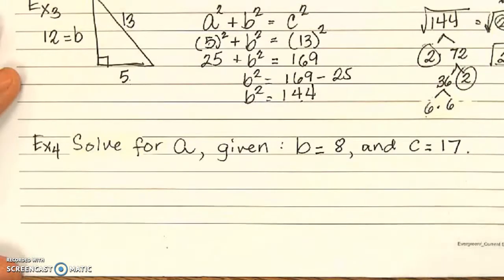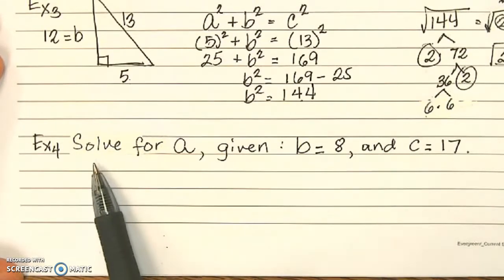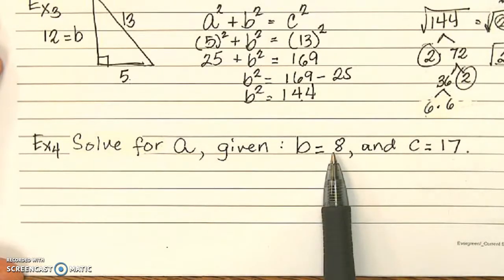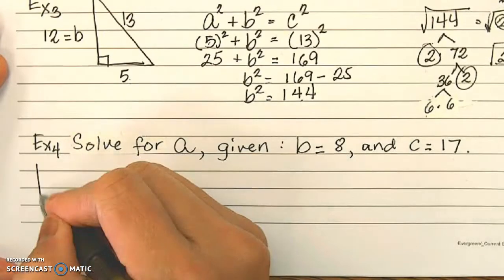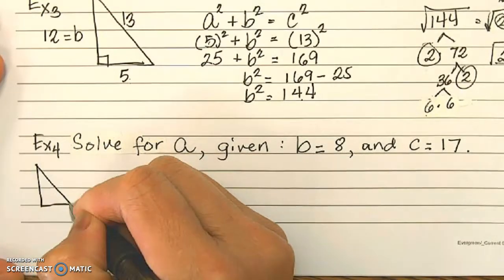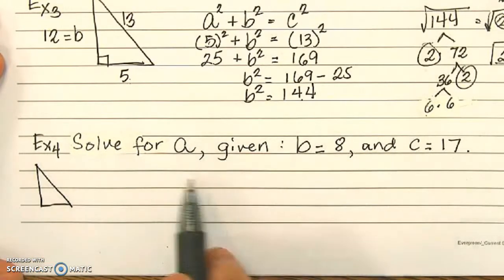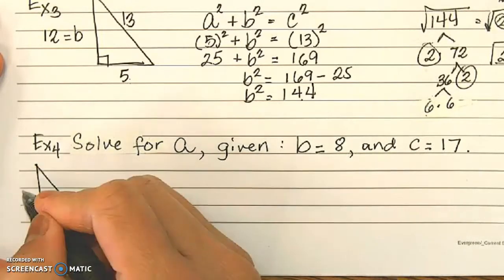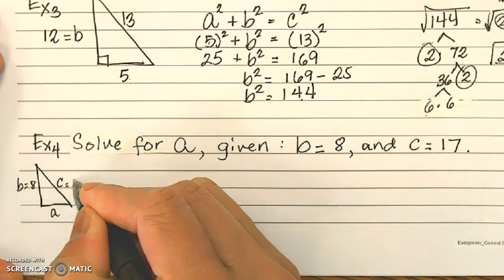Okay, so our final example is, what if there's no drawing, but it says that you need to solve for a, given that b is 8 and c is 17. Well, I would suggest that you still draw it. So that means you are missing a leg. One of the legs is missing. So let me name this as my a. This is my b, and it's equal to 8. This is my c, and it is equal to 17.